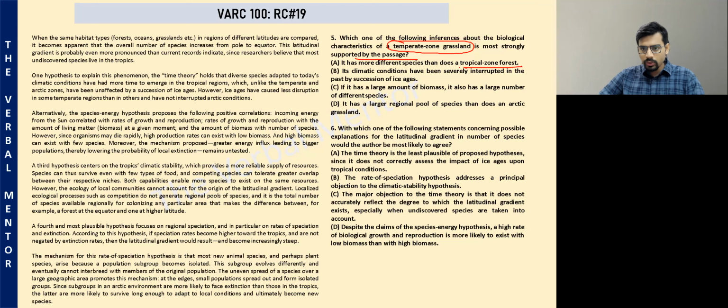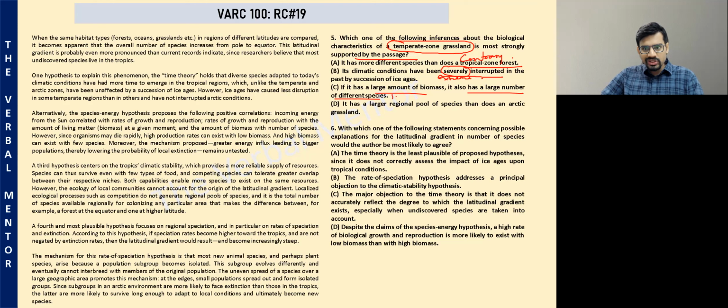Option A is contrary to what the passage proposes. Okay. Option B: its climatic conditions have been severely interrupted in the past by succession of ice. For the Arctic regions, it could be true, but for the temperate regions, no, it has not been severely interrupted. So extreme, and also contrary to what the passage says. Option C: if it has a large amount of biomass, it also has a large number of different species. It could be true, okay.